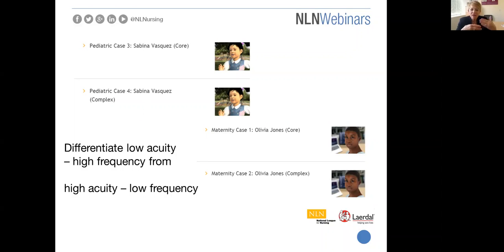So we need to think about not only the high acuity, low frequency situations, those immediate acute situations, but the low acuity, high frequency situations, things that might help us to better prepare students for things they're going to commonly see in the environment, and their ability to feel confident about moving forward and managing those clinical situations. So as you think about developing curricula, think about it from that standpoint, and those can easily be managed within conversations in the classroom, in lab, and simulation.